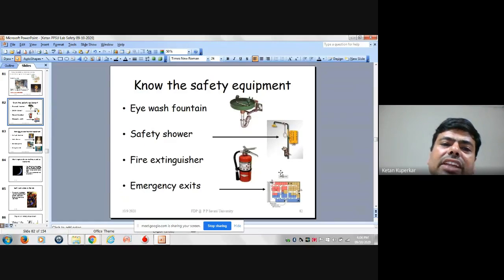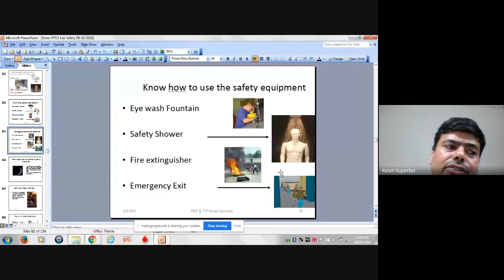So, knowing the safety equipment: all these setups should be furnished in any lab. The eye wash fountain, the safety shower and the fire extinguisher should be there, and an emergency exit map should be there, so that the students or the lab attendants, in any case of accident, can rescue themselves like this.